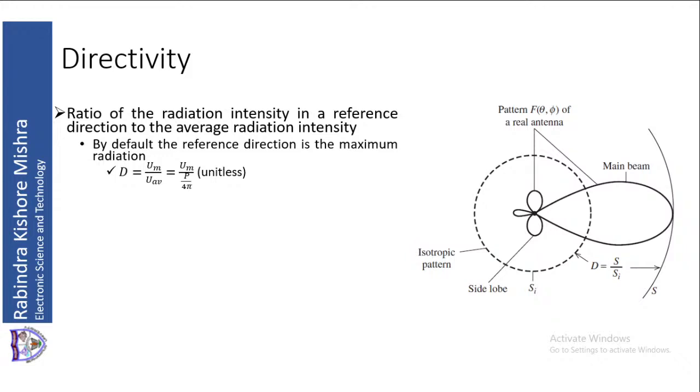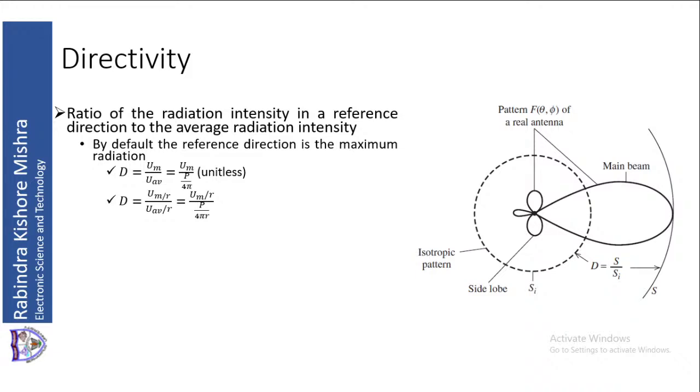So it will be Um by P by 4 pi, or that will be 4 pi into Um by P. And since Um and U average both have the same unit of power, therefore their ratio will be unitless. So directivity does not have any unit. Directivity is a simple number without units.